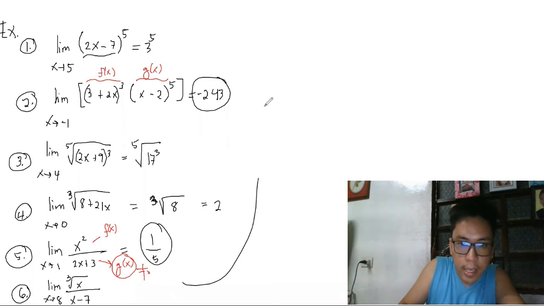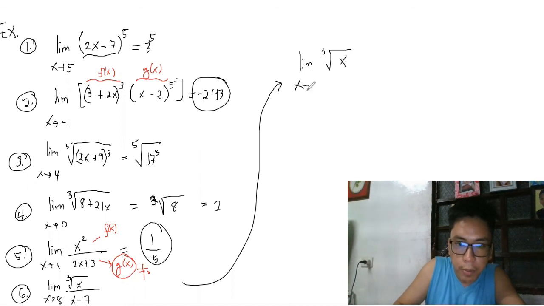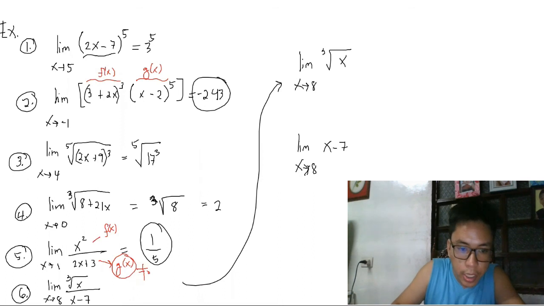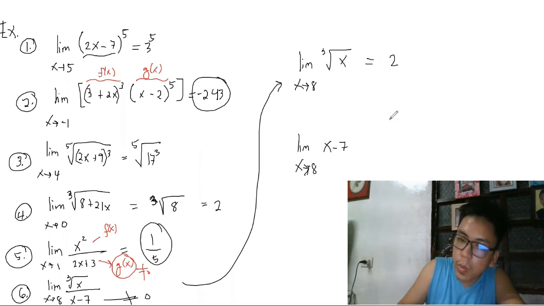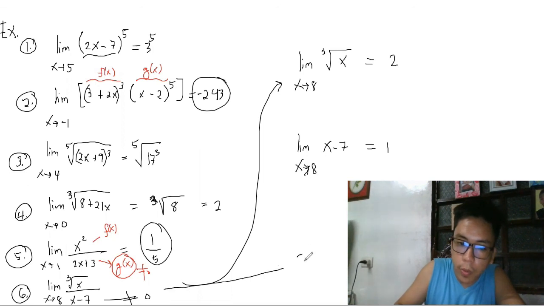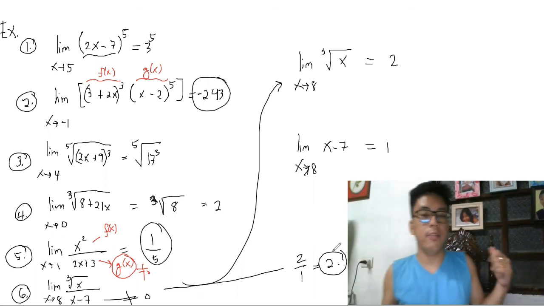So lastly, you can have the limit of the cube root of x as x approaches 8, and you also have the limit of x minus 7 as x approaches 8. You have to make sure that the limit of this one here won't be equal to 0. Technically this is 2, this one is 1, so your answer here is 2 over 1 or 2. So therefore that's the limit of the function.